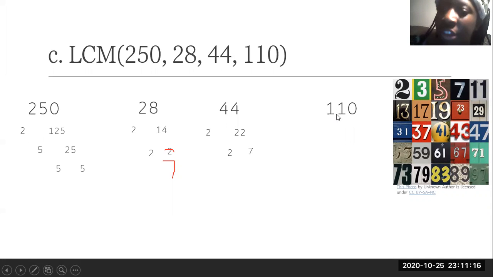And then we have 110. So we'll start at 2. We have 55. 5 can go into 55 11 times, and they're both prime numbers. Now let's do our prime factorization. I'm going to use my annotation again for this.